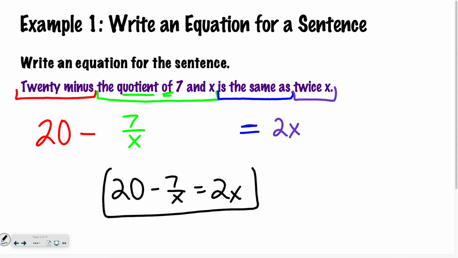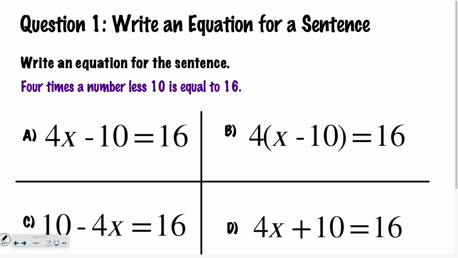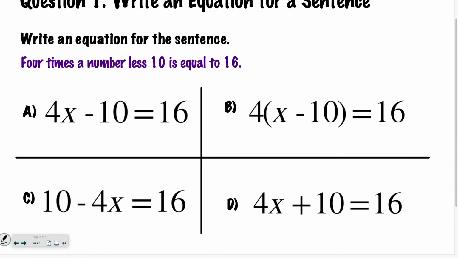And that is all that we're looking for here. We're not asking you to solve it or anything. We are just asking you to write it out. Okay? So with that in mind, I want you to look at this one, and I want you to write an equation for the sentence. 4 times a number less 10 is equal to 16. Okay, and then you have options A, B, C, and D. I want you to look at those, and I want you to decide which one of those is the correct answer, because there's only one correct answer. 4 times a number less 10 is equal to 16. Good luck.